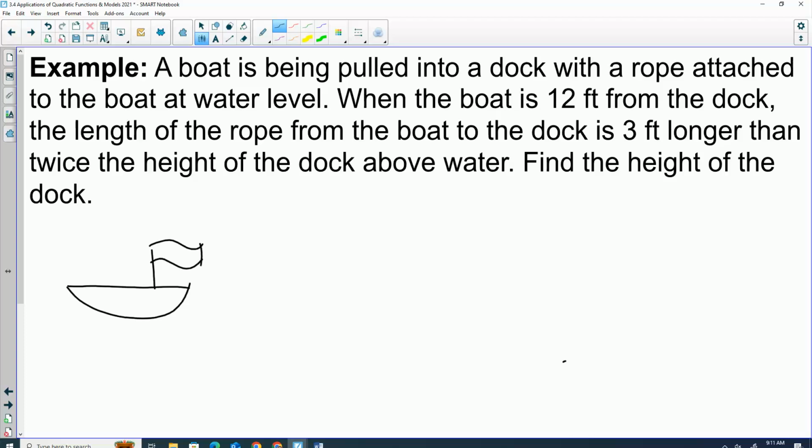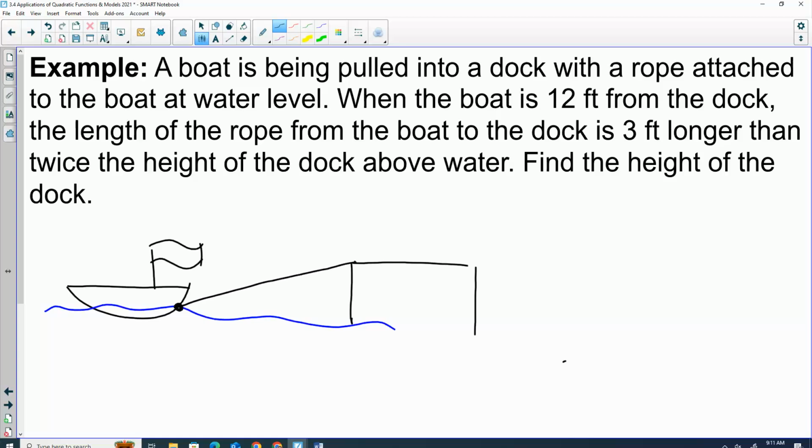Okay, it is being pulled into a dock with a rope attached to the boat at water level. So I've got my water here, the boat in the water. How does the dock sit? Does the dock sit under the water? Right, docks are going to sit above the water. Okay, I have a rope going from the boat at water level to the dock.